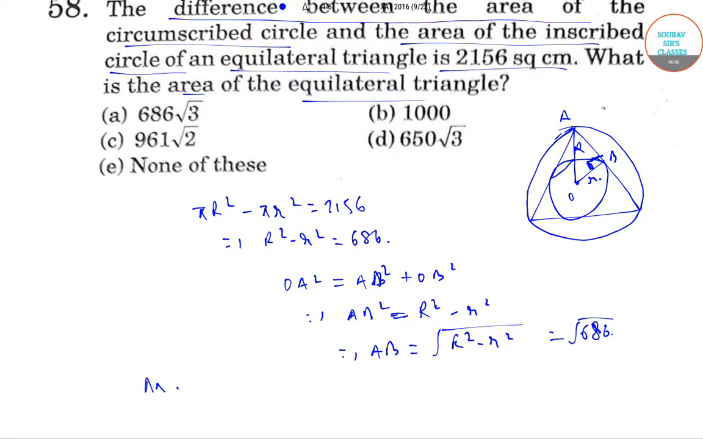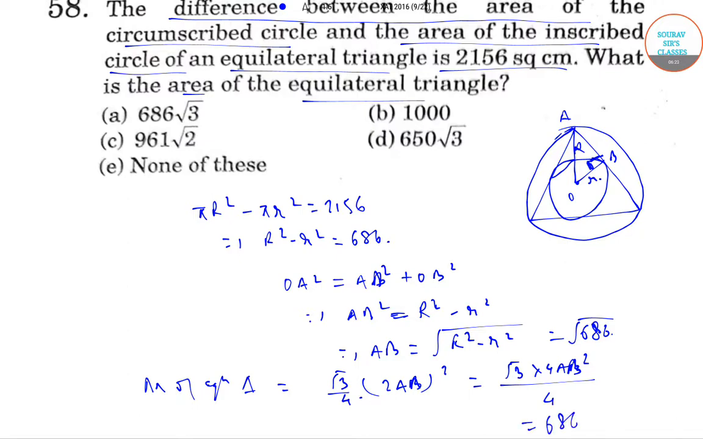Therefore, area of equilateral triangle is equal to root 3 by 4 into 2AB squared, which is root 3 into 4AB squared by 4. This comes out to be 686 root 3 centimeter squared. Therefore, the correct option is option A.